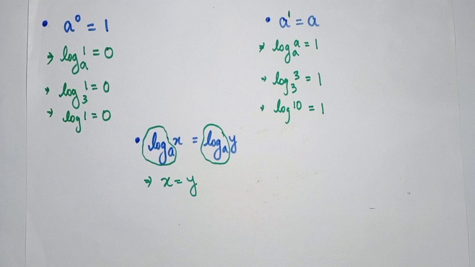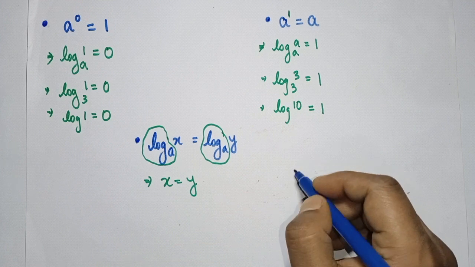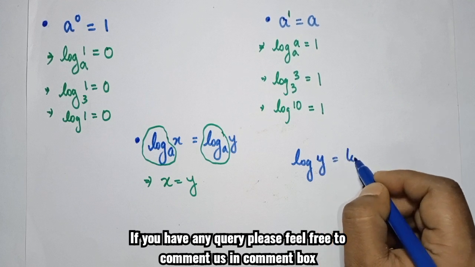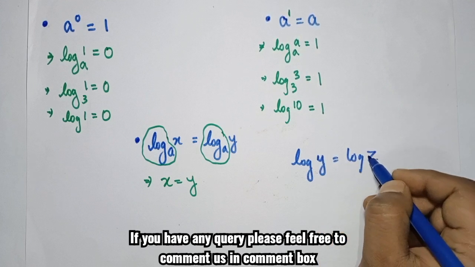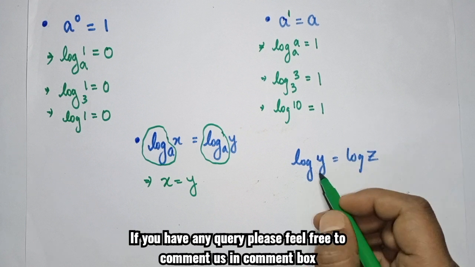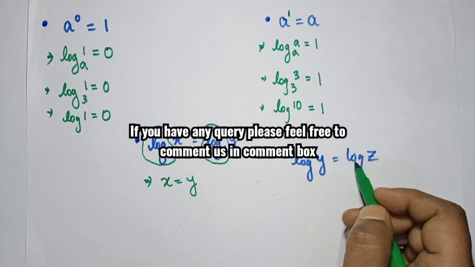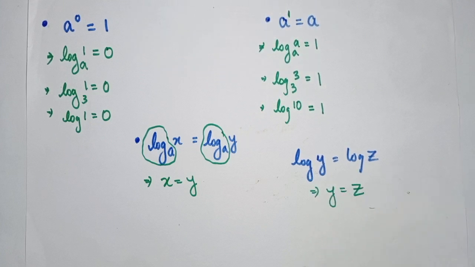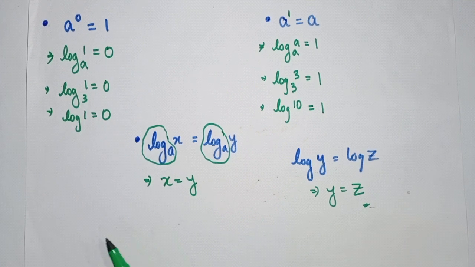So this is our another property. Similarly if I have log x y equals log x z, the log and this log will go, which implies directly that y is equal to z. There are more properties we will discuss in another video. So now let's solve numerical problems using all these properties.